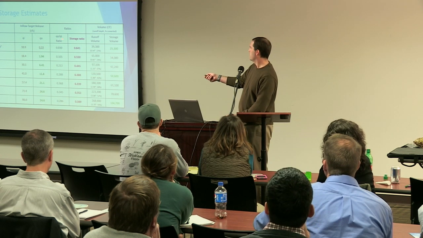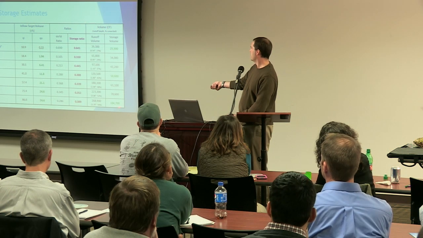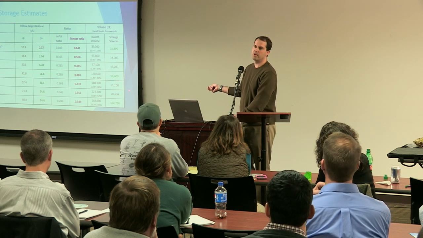So those go into the QO, your allowable discharge. This is your inflow that we calculated using TR55 for developed conditions. So it's simply out over in, and this is your ratio. You plug it into the formula. This is your storage ratio. Our output from TR55 will tell us how much runoff is coming for each event. So you just multiply this by that, and now you have your estimates for every single rainfall event.